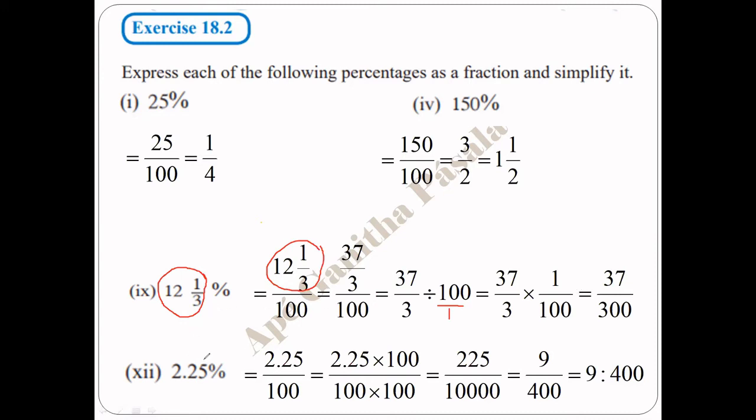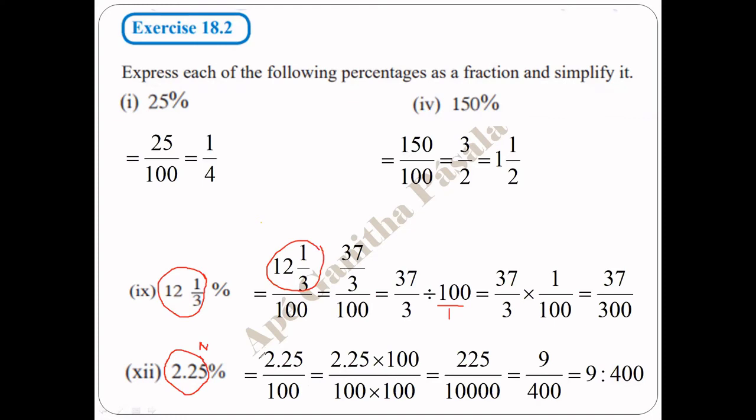What about this one? Percentage is a decimal number. This is the numerator, like the previous one. So write 2.25 as the numerator. Denominator is always 100. When you remove the percentage sign, the denominator is 100.